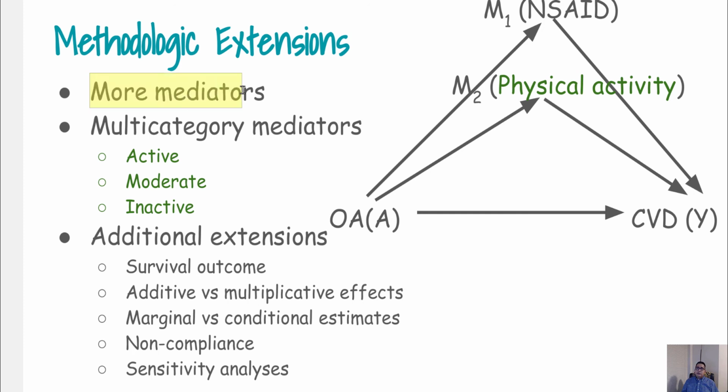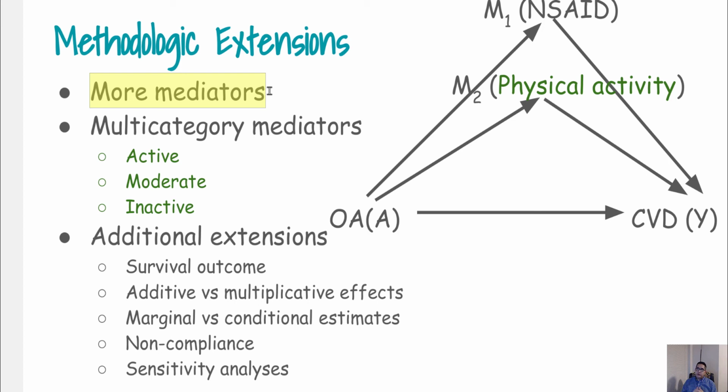One example is that there are methods that can incorporate more mediators. So for example, when we were considering pain mitigation as one mediator, you can also consider physical activity as another mediator, and you can adjust for both of those in your mediation analysis. In the same analysis, you don't have to do separate analyses for that.